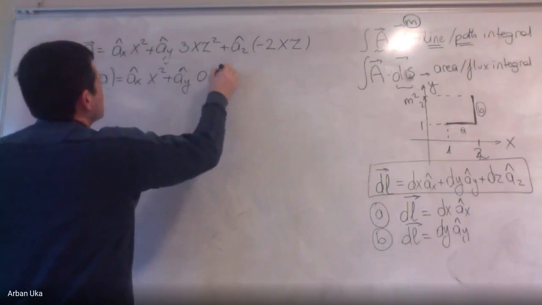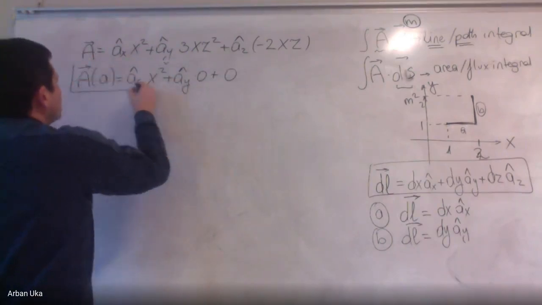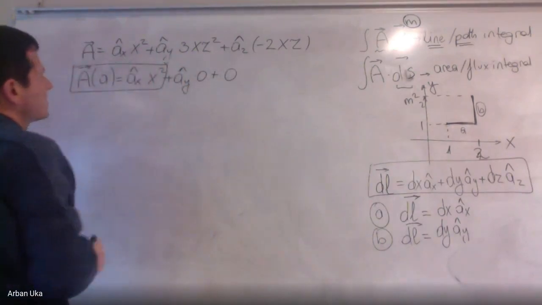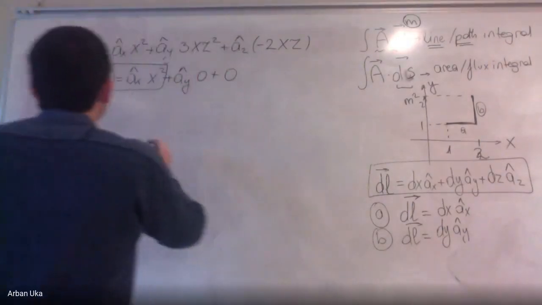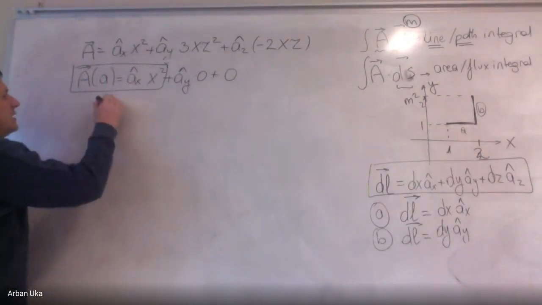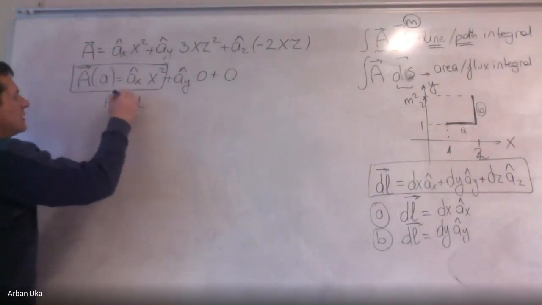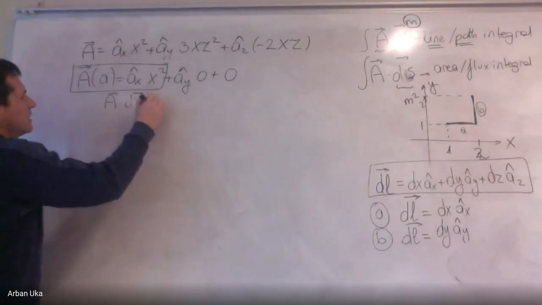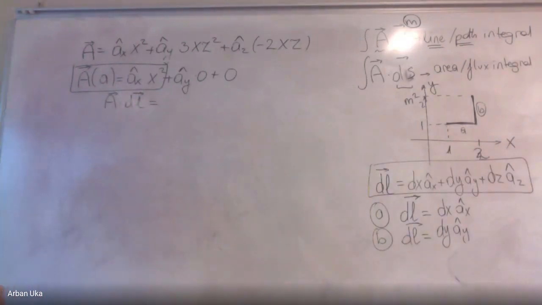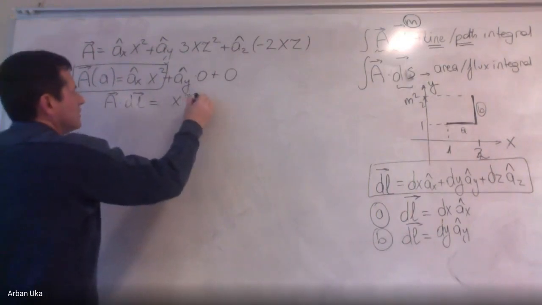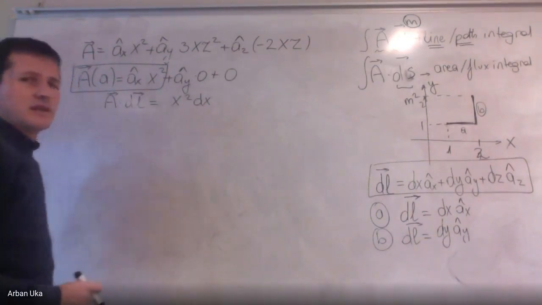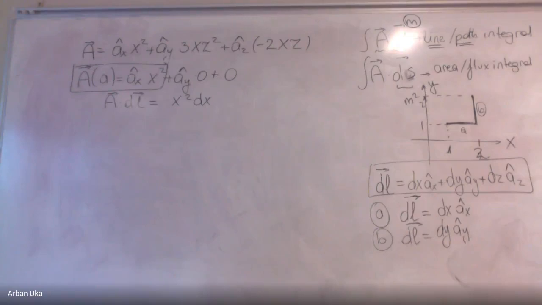This is also 0. So the only surviving term is this one for the whole A. And then the component A dot dl, in this case, is going to be equal to x squared dx. This is just going to be x squared dx.